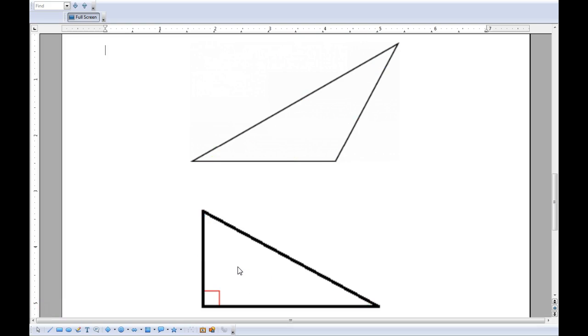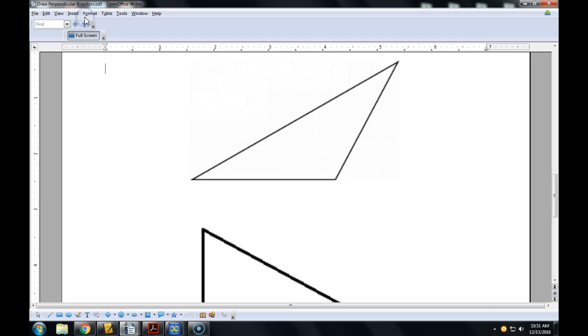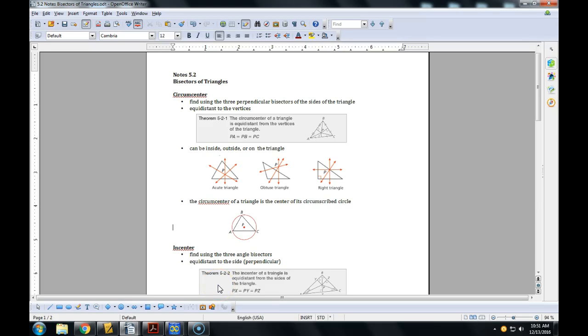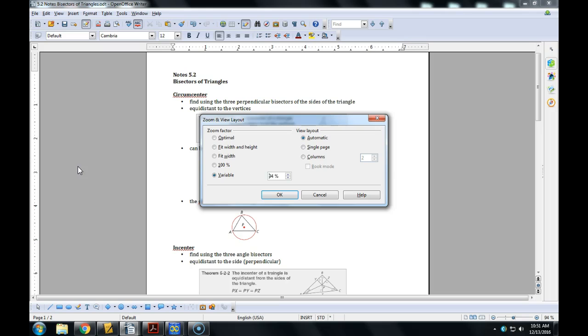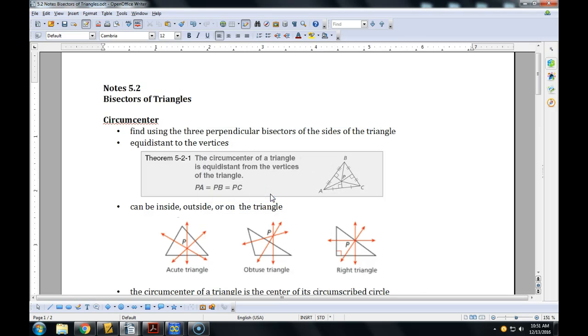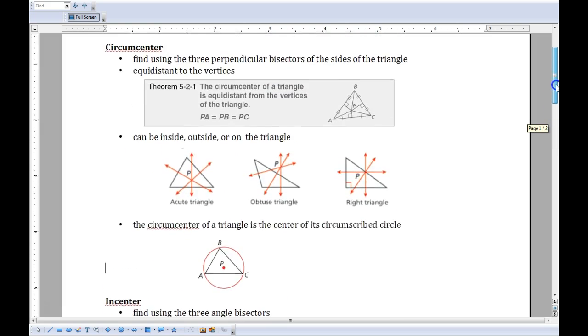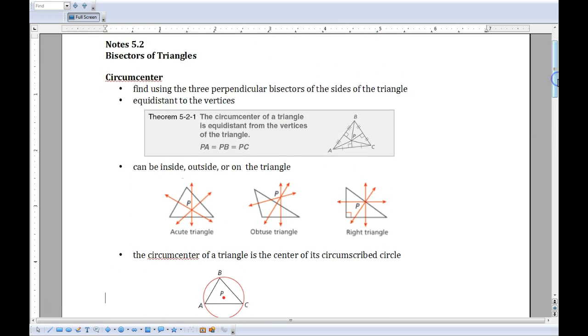Alright, so I want to move from the activity and I want to move into the actual formal notes from 5.2. So this is what I was asking you to work on at home, and a lot of these notes are filled in for you, so we're just going to kind of talk about them. And some of this is vocabulary, just kind of getting the names down. So bisectors of triangles. First one is called the circumcenter.